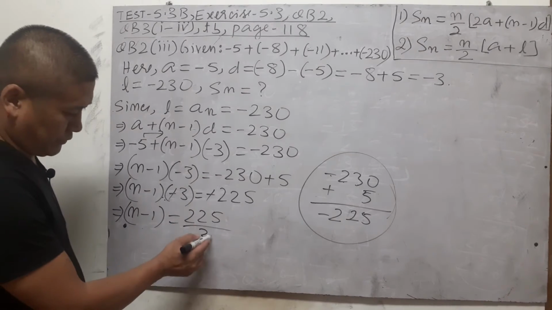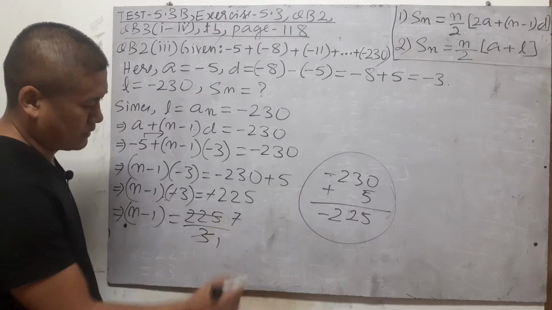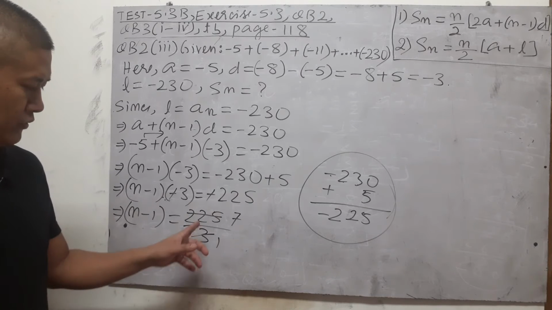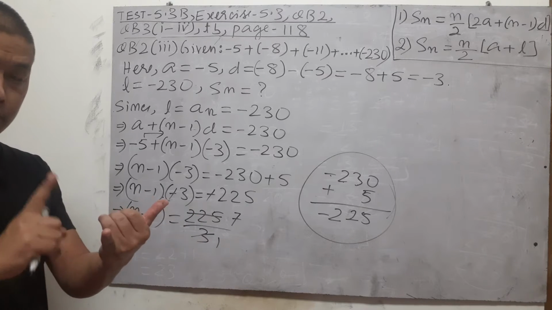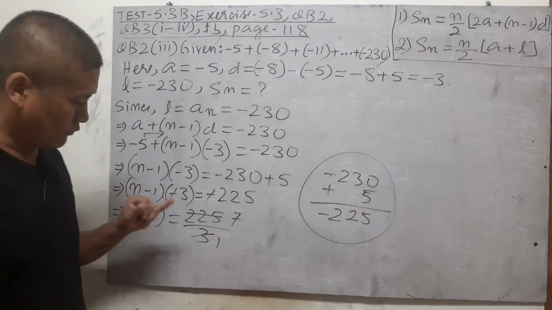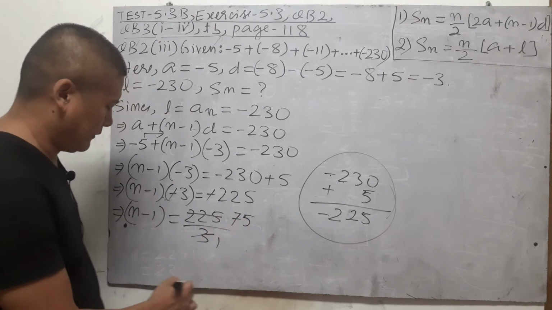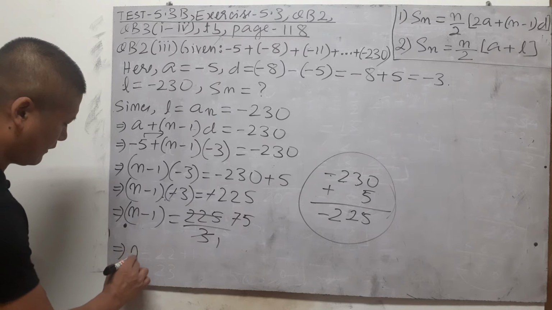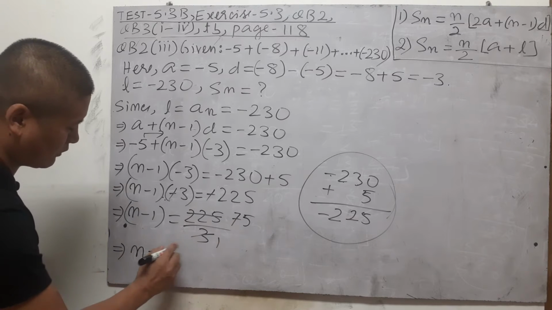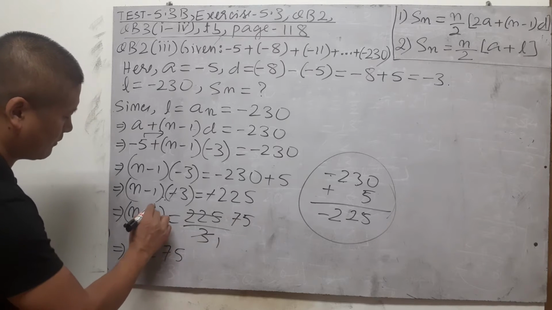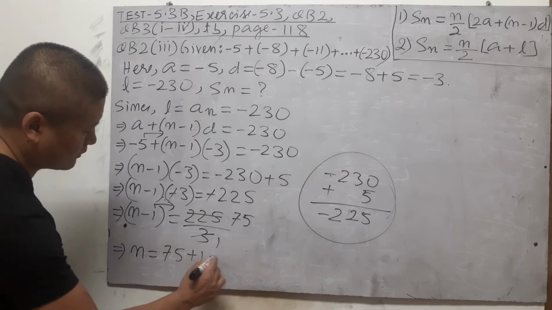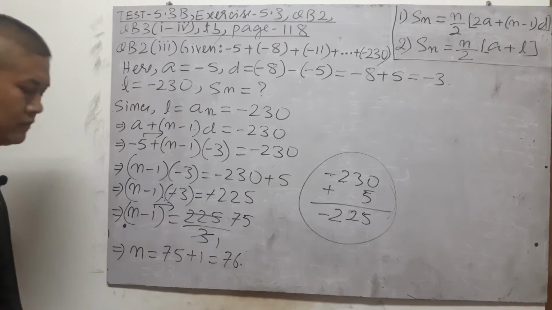We divide by 3, so we can do that. 3 ones are 3, 3 sevens are 21. But 22 is there, so 1 in hand. 21, 22, 1 in hand. That 1 will go to the left side of 5, becoming 15. Then 3 5s are 15. So n minus 1 is going to be equal to 75 by 1, that means 75. Minus 1, shift it to the right side, plus 1. So that is 76, the n value.